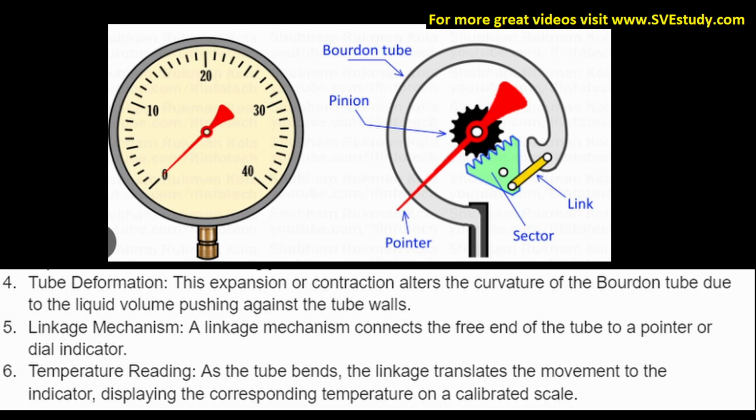4. Tube deformation. This expansion or contraction alters the curvature of the Bourdon tube due to the liquid volume pushing against the tube walls. 5. Linkage mechanism. A linkage mechanism connects the free end of the tube to a pointer or dial indicator. 6. Temperature reading. As the tube bends, the linkage translates the movement to the indicator, displaying the corresponding temperature on a calibrated scale.